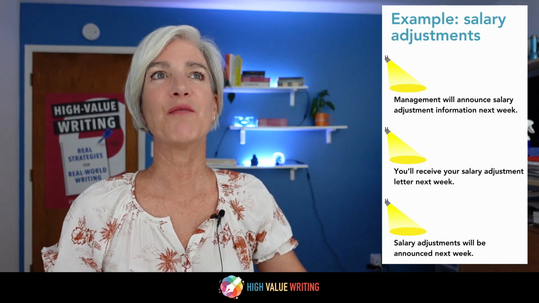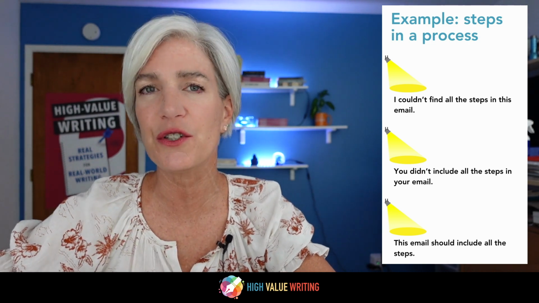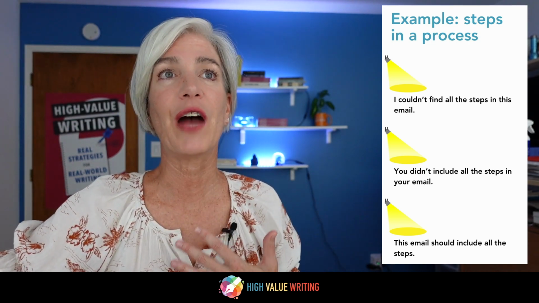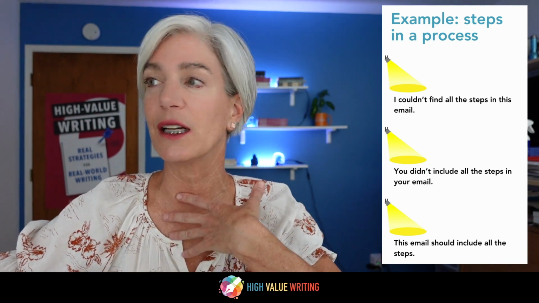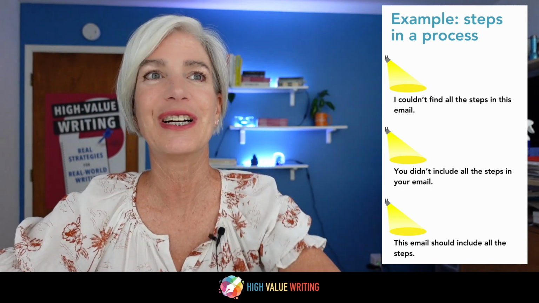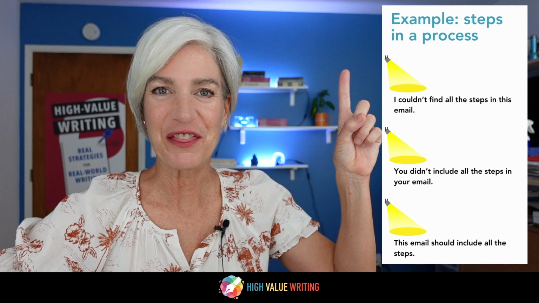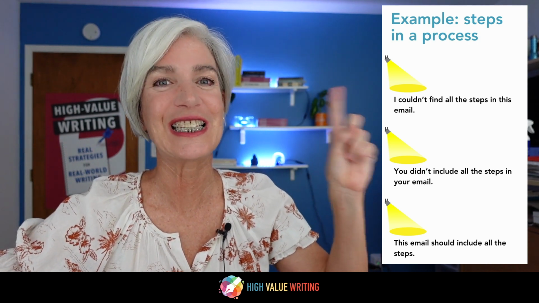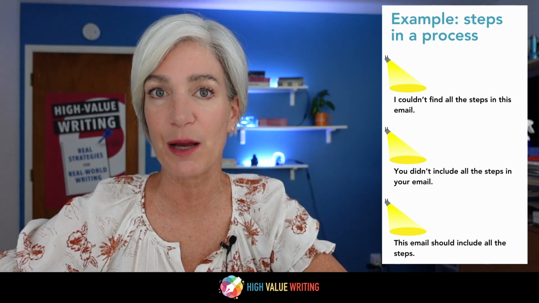All right, next example, steps in a process. Maybe you're giving instructions or asking someone to do something for you. I couldn't find all the steps in this email. I've read someone's email, I'm taking it on myself that I couldn't find the info I needed. Or you didn't include all the steps in your email. You've heard me talk before about the risk of using the word you. Here's a link on that. And so I probably wouldn't choose that here, but you can see how it's a second option. And then lastly, this email should include all the steps.